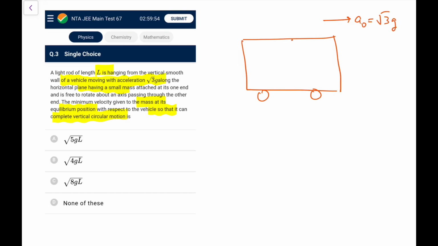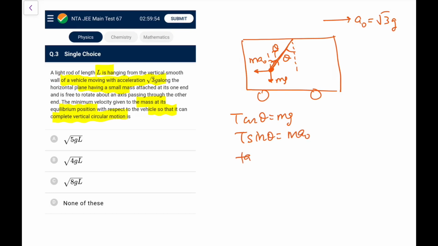So first of all, the equilibrium position would be like this. This is a small mass, it's almost a pendulum situation, and applying the pseudo force, this is ma0, this is mg, and that would be the tension. So you can directly make out T cos theta equals mg and T sin theta equals ma0. So what we get, tan theta is a0 by g. That is the equilibrium position it will have, that is 60 degrees.